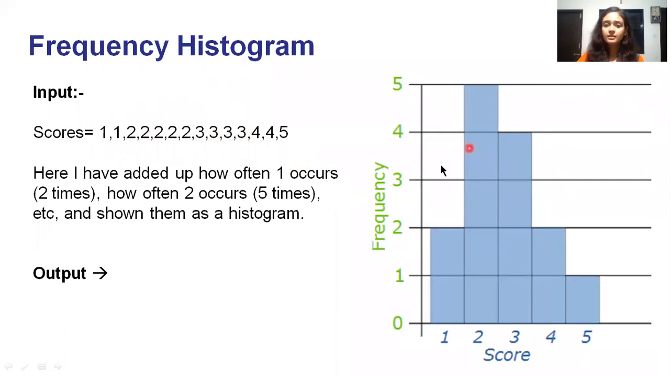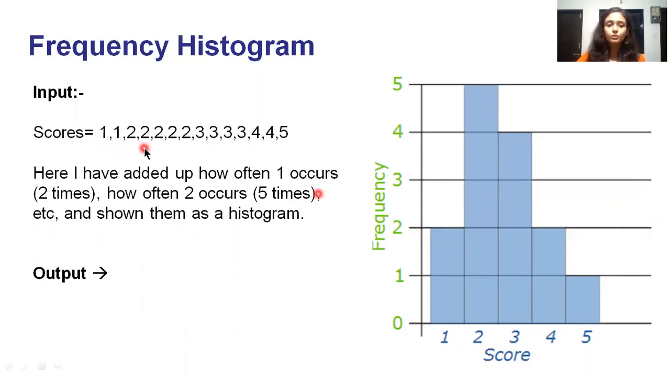So this is my histogram. On the x-axis I have my input, that is score. On the y-axis I have frequency. So always on the y-axis in a histogram there will be frequency, and on the x-axis you will have your input. Here you can see that 1 occurs 2 times. This is my bar of 1, and it is occurring 2 times, so the frequency of 1 is 2.